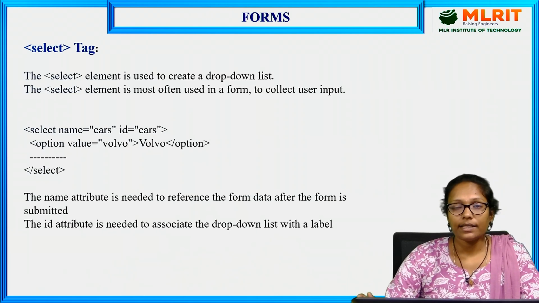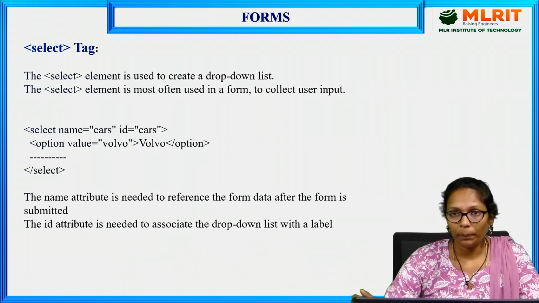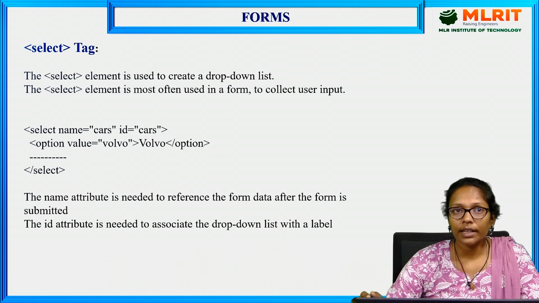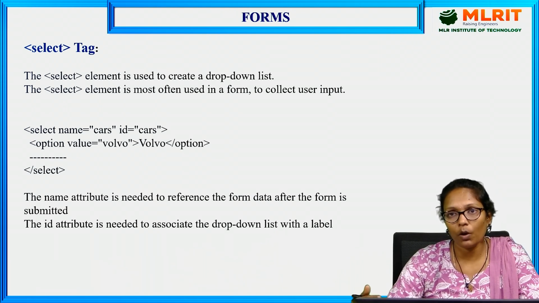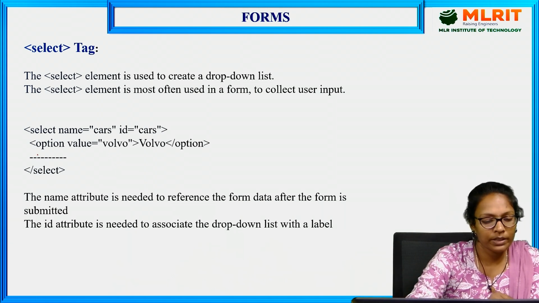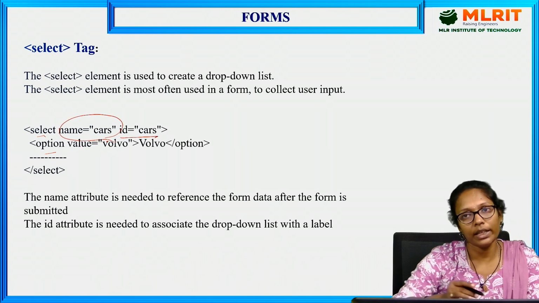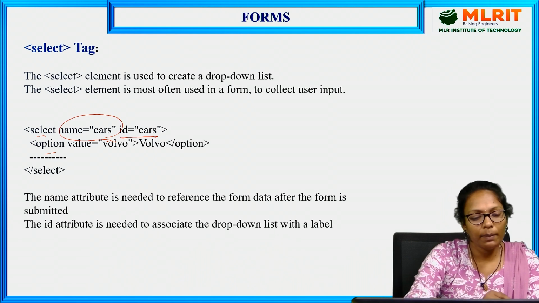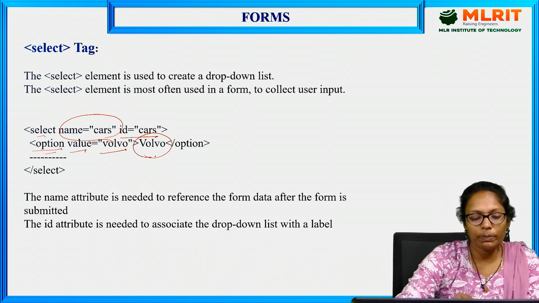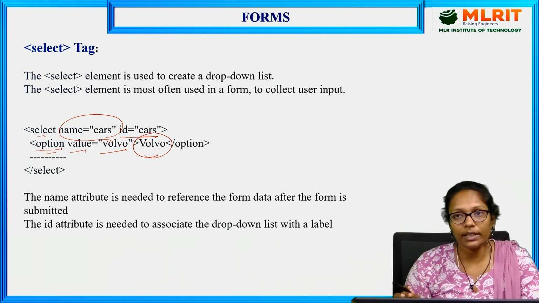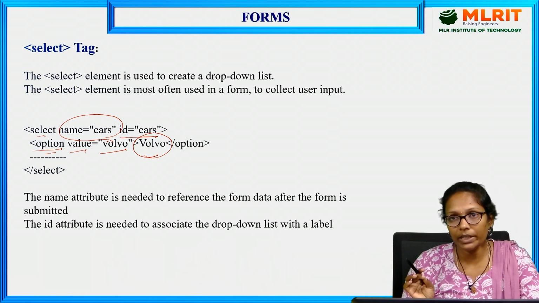So the next tag is the select tag. The select tag is used to create a drop down list. Using the select tag you can only create a drop down list, but if you want to add a set of options or items to that select tag, you need to use another tag called the option tag. So select name is equal to cars, ID is equal to cars. What will this drop down list contain? The drop down list will contain a different set of cars, and I'm adding different cars here. Option value is equal to Volvo. So what will be displayed? Volvo will be displayed. Outside the tag, whatever you're writing is only for displaying purposes.